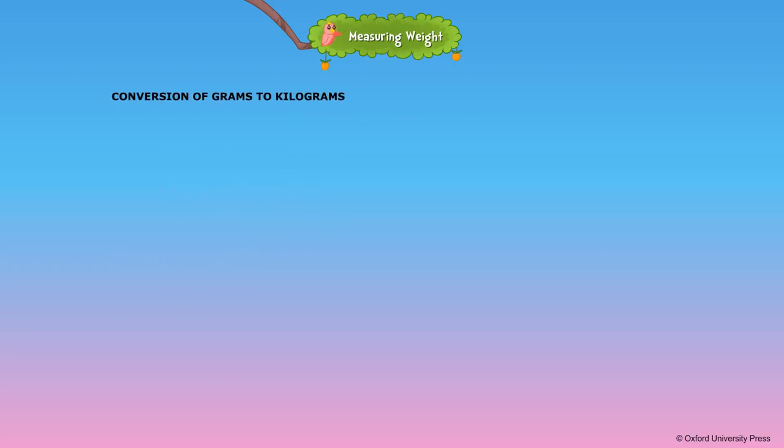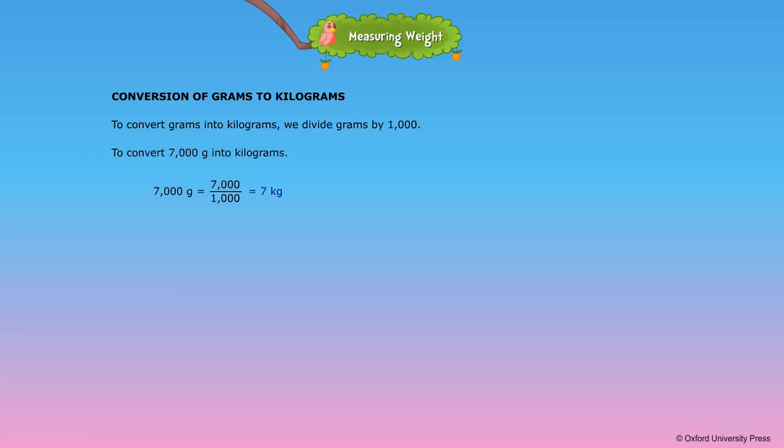Conversion of grams to kilograms. To convert grams into kilograms, we divide grams by 1000. To convert 7000 grams into kilograms, divide 7000 by 1000, which is equal to 7 kilograms. Thus, 7000 grams is equal to 7 kilograms.